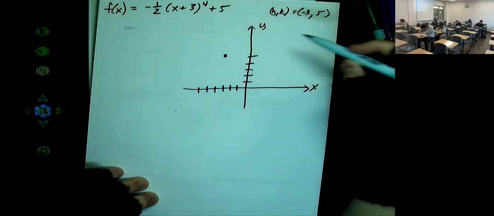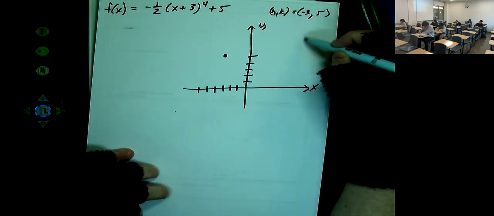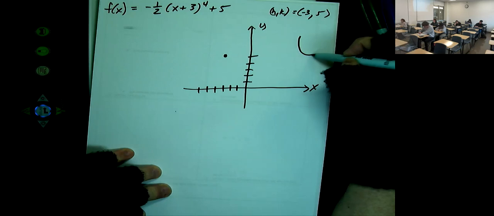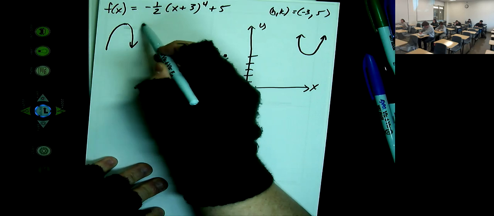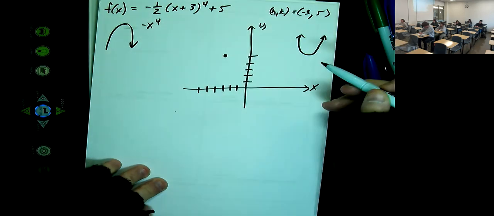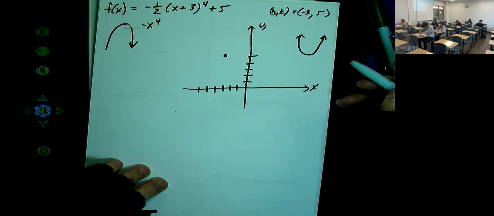It's an x to the fourth power and is even. So a regular n equals 4 is like that. The negative is going to flip it over. So negative x to the fourth is like that. And the 1/2 kind of flattens it.